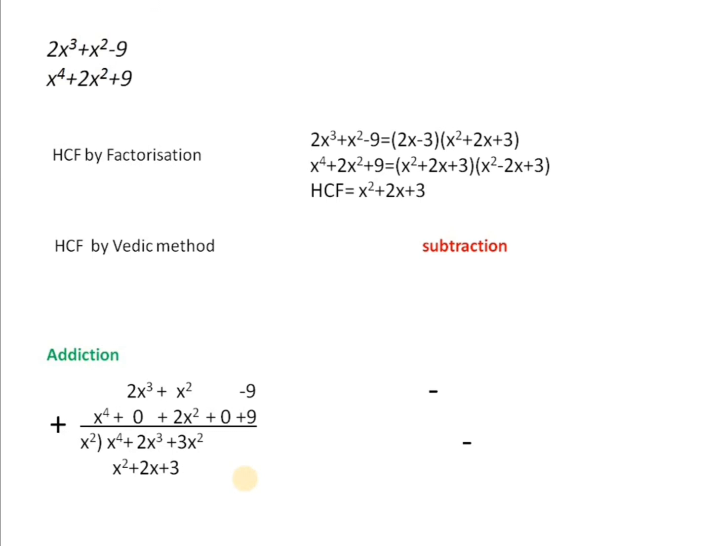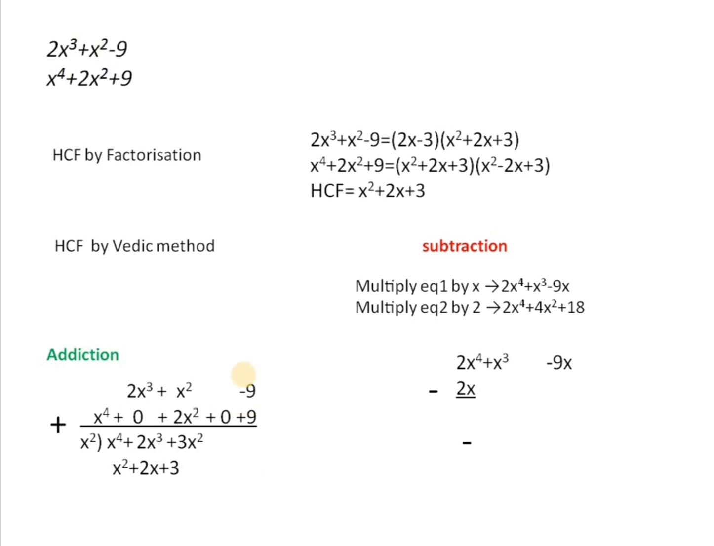But here the highest power is x power 4 and we want to eliminate it. So what we do, we multiply this cubic by x so that the first term matches, and we also multiply the second equation by 2 so that the whole term becomes equal and it gets eliminated in case of subtraction. So we are left with 2x power 4 plus x cube minus 9x and 2x power 4 plus 4x square plus 18. So when you subtract, what you get is x cube minus 4x square minus 9x minus 18.